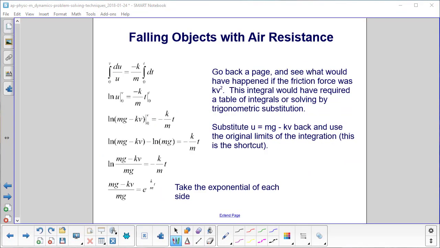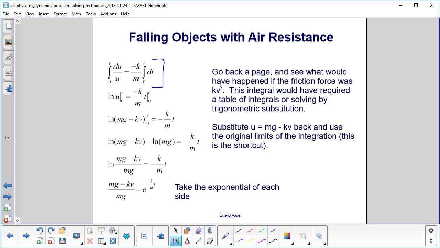Here's our integral from the previous page. And if you'd like, go back a page and see what would have happened if the friction force was kv squared. That integral would have required a table of integrals to solve, or solve it by trigonometric substitution, which actually is pretty cool. So if you've done that in math class, go ahead and go back and do that solution.